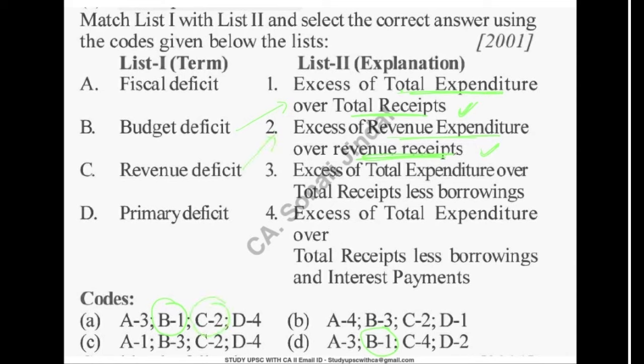Although we have reached the answer, let's read the other statements as well. Excess of total expenditure over total receipts less borrowings. What is it? Fiscal deficit. So for the A it is 3. Yes. Excess of total expenditure over total receipts less borrowings. This is fiscal deficit. And further reduced by interest payments. What is it? Primary deficit.